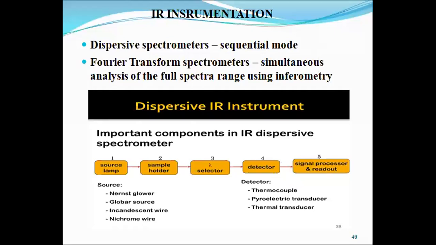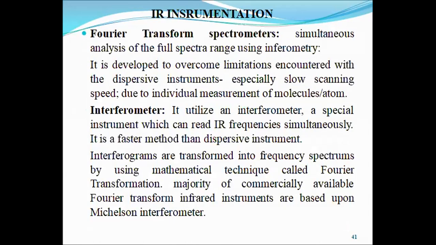The IR instrumentation is of the dispersive spectrophotometer type and the Fourier transform spectrometer type. The dispersive type works in a sequential mode, whereas in FTIR, simultaneous analysis of the complete spectral range using interferometry is done. In a dispersive IR instrument, the most common components are the lamp, the sample holder, the selector, the detector, and finally the signal processor and the readout.